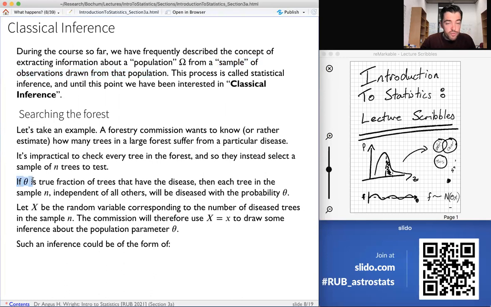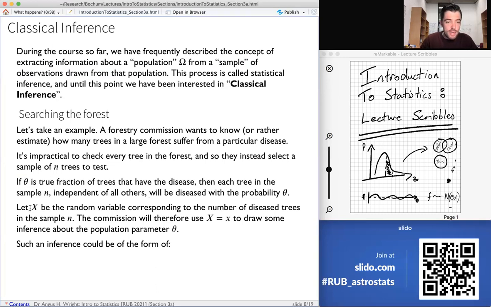We're going to define now the variable theta as being the true fraction of trees that have the disease in this forest. Okay? There are N trees in the sample, and if all trees are independent of one another, which let's say that they are, then the probability that any one tree has the disease is just theta, right? Because that's the true fraction of trees that have the disease. When we first formulated probability, it was a fractional occurrence. And so the probability of any tree being diseased is just theta.